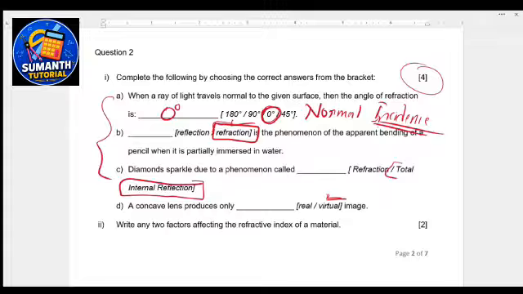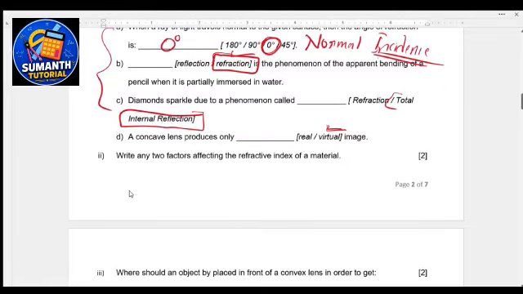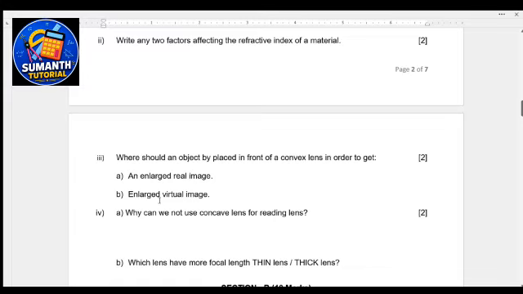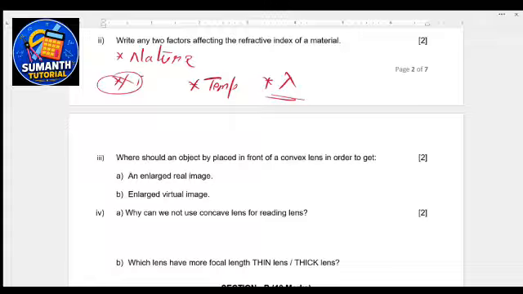Now go to the next question, that is the 2 marks set. See here, write any two factors affecting the refractive index of the material. Here you only need to list. So what are the two factors? First is nature of the medium. Nature of the medium, you know it very clearly. Another one is temperature, and you can also write wavelength. Okay, angle of incidence will not come, sorry.